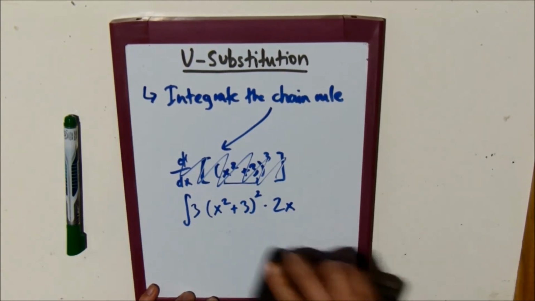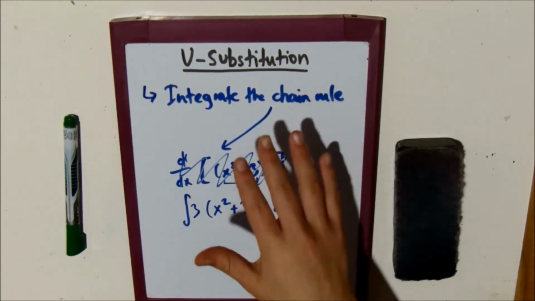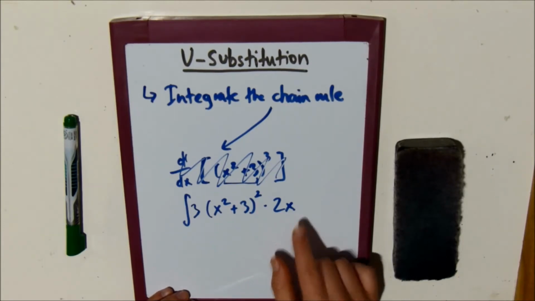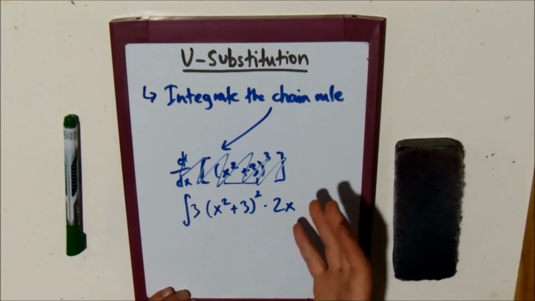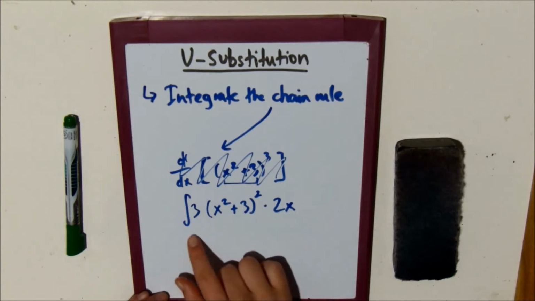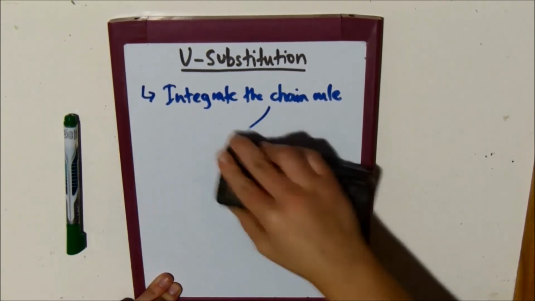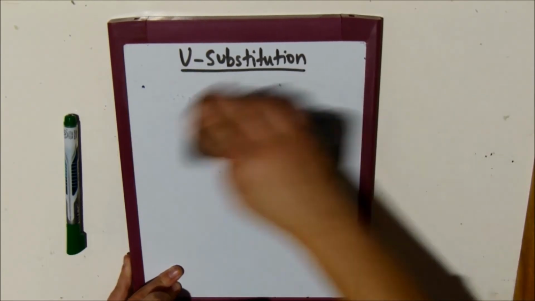Now, what U-substitution basically does is it takes these functions and their derivatives and substitutes them with a u or a du, and it just makes the entire integration process that much easier, right? So, let me show you what I mean.